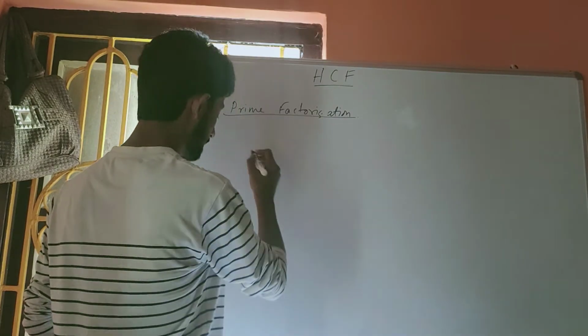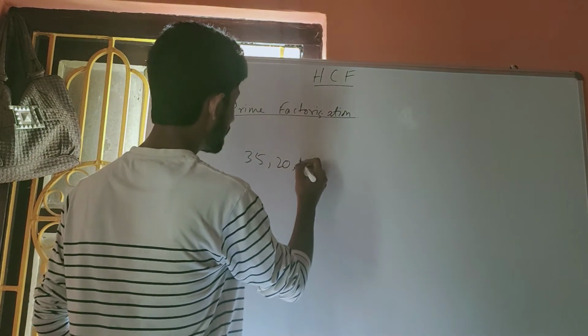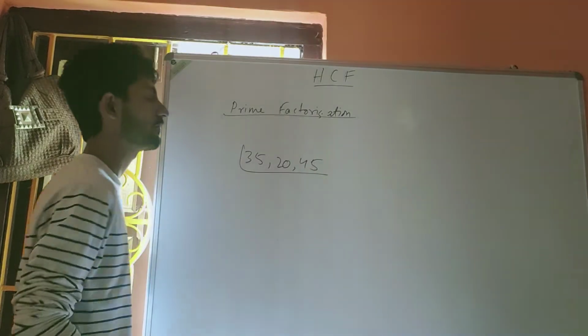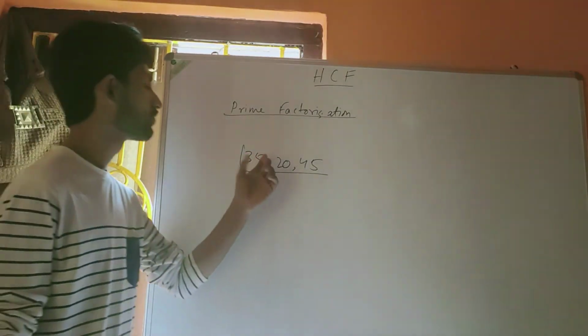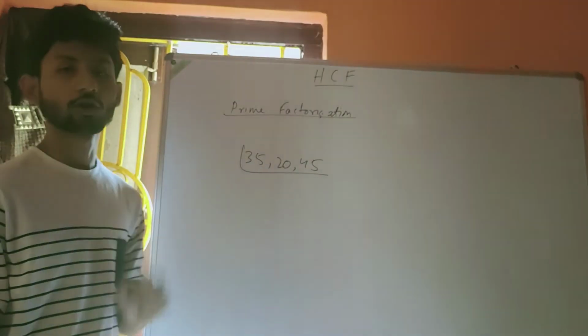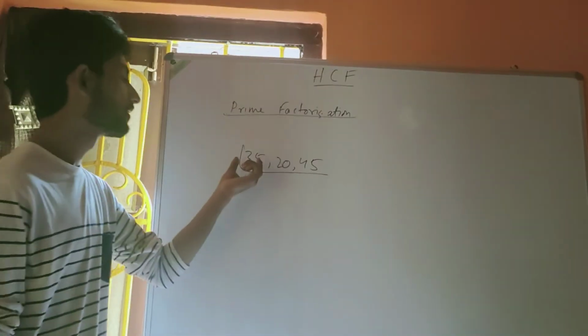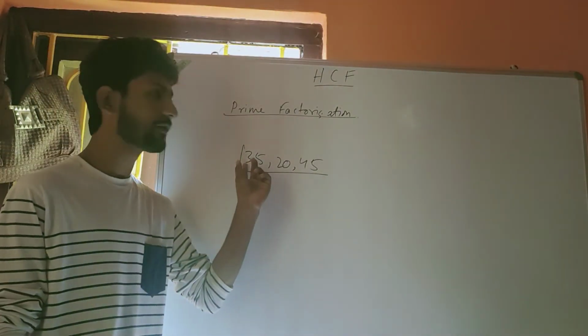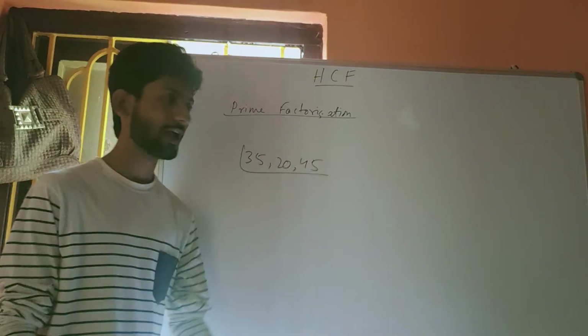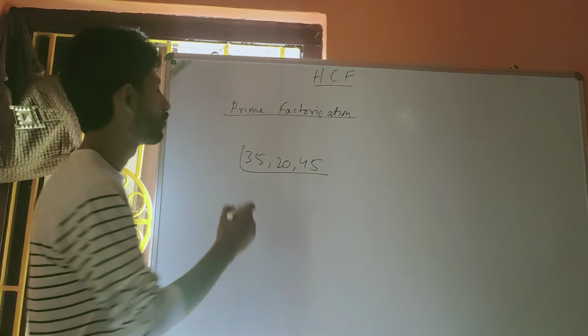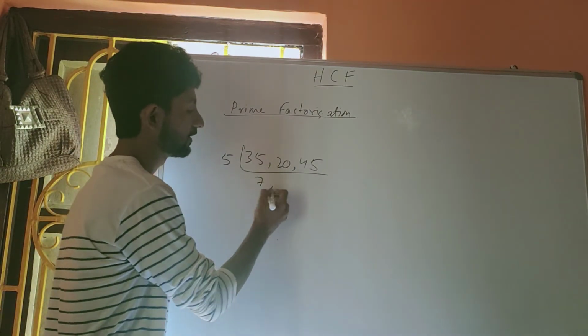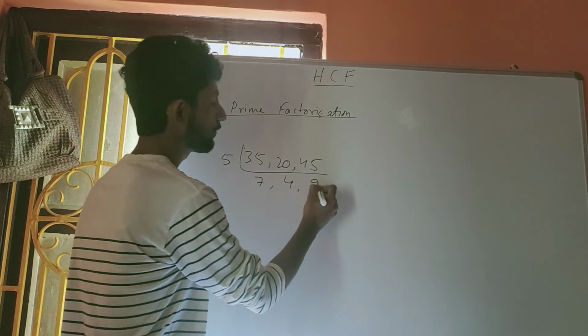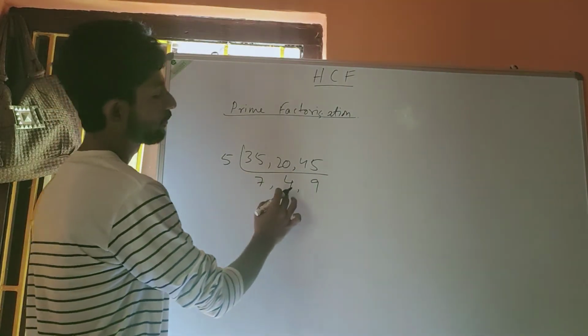If there are three numbers, then how will we solve this one? Suppose 35, 20 and 45. 35 will not go with 2, so don't consider that one. 35 will not go with 3 also. 35 will go with 5. Now we have to check whether the other numbers go with 5 or not. 35 will go with 5, 20 will go with 5, and 45 will go with 5. So we have to do it with 5. 5 sevens are 35, 5 fours are 20, 5 nines are 45. And there is 7, 4, 9.